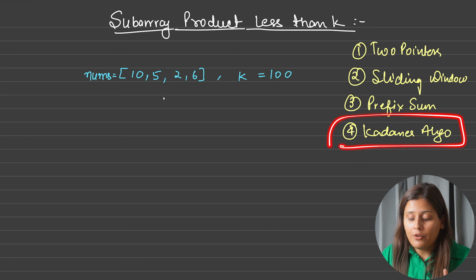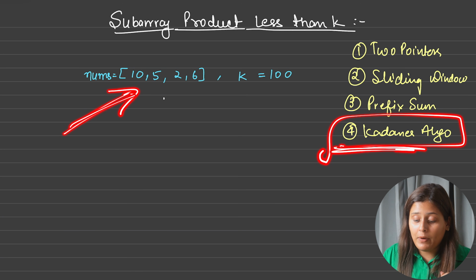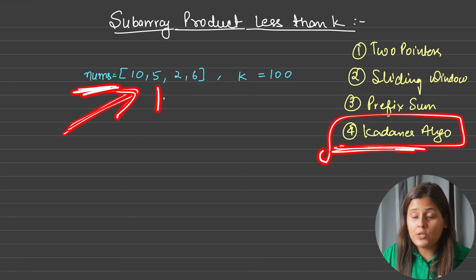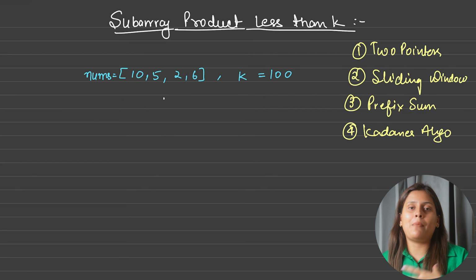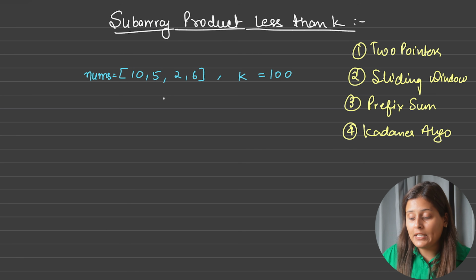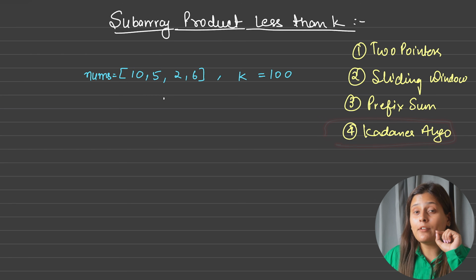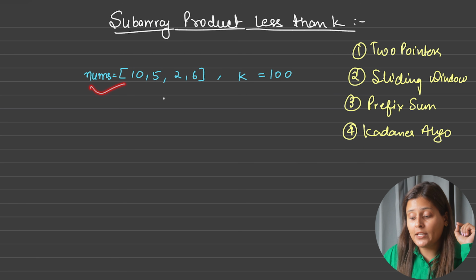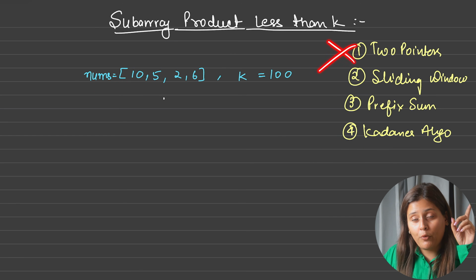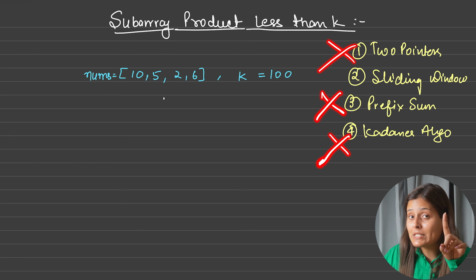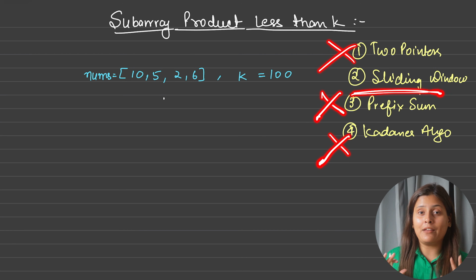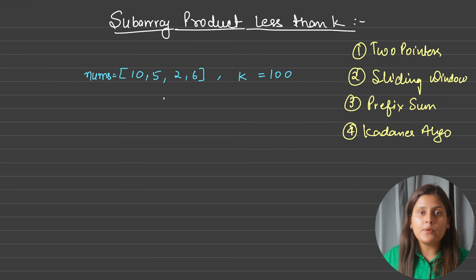Talking about Kadane's, we consider Kadane's in sliding window only, but if in the number array my integer value can be negative and we have to calculate the maximum sum, then we go for Kadane's algorithm. But here negative numbers are not there, so hence we can ignore Kadane's, we can ignore 2 pointers, along with that we can ignore prefix sum also. So hence we can go with sliding window because we want a continuous subarray, but instead of summation we want a product here.